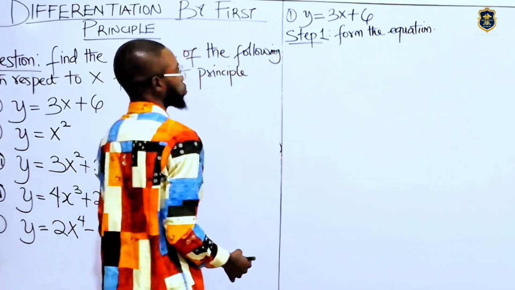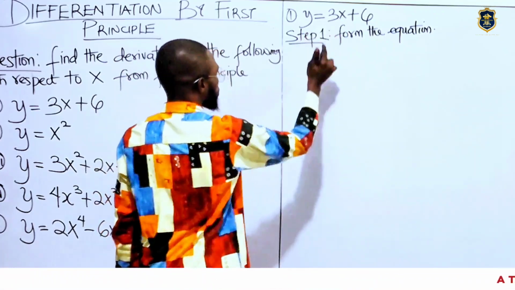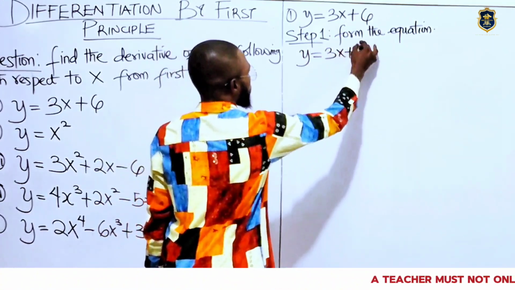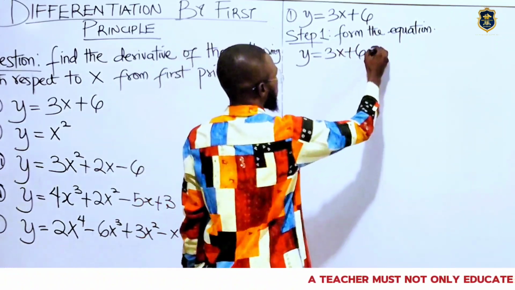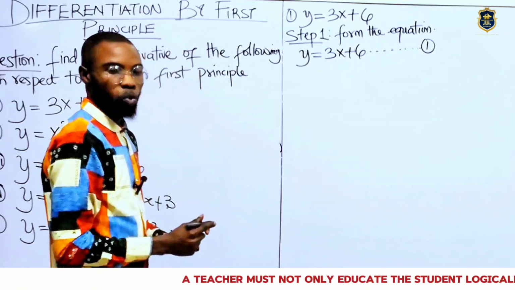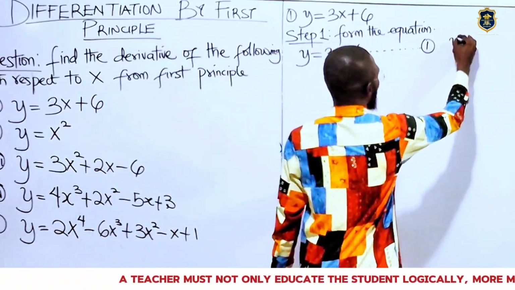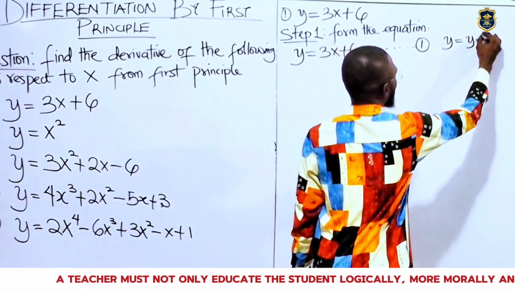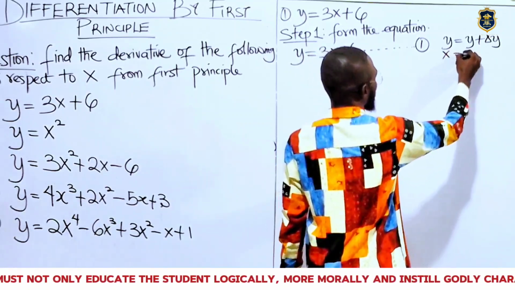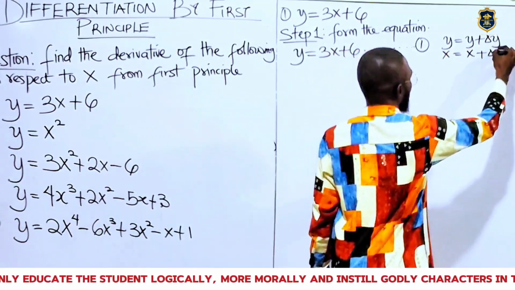Now, how do we form the equation? We said the first one, this is the first equation. We have that our y is equal to 3x plus 6, which is our derivative. Let's call this our equation 1. Our equation 2, we will now substitute y for y plus delta y, as well as x for x plus delta x.